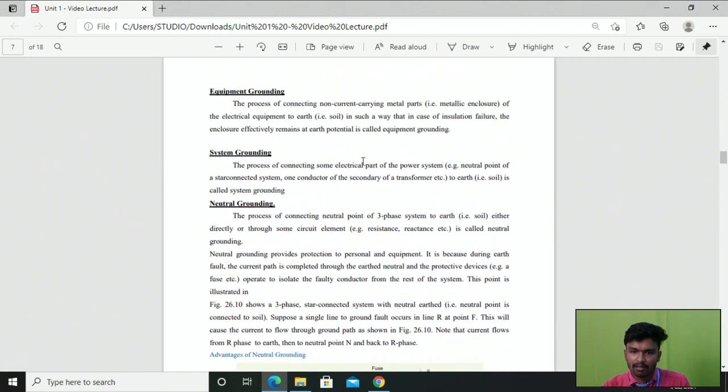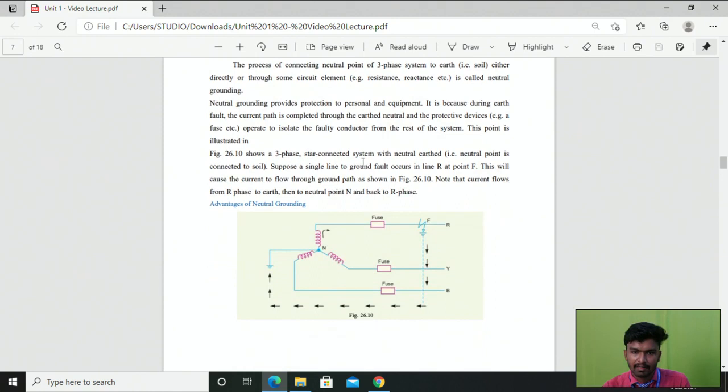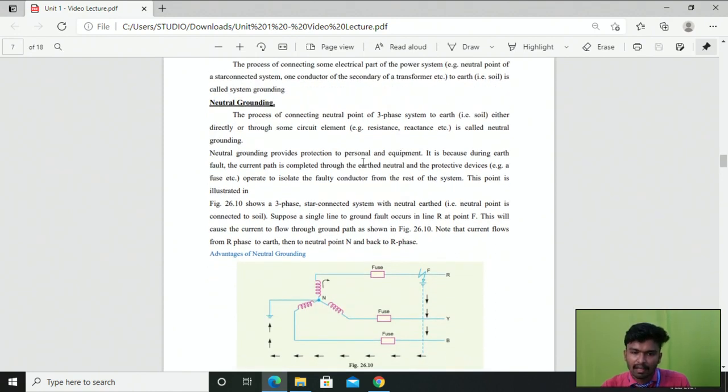If you are connecting the non-current carrying part to the earth, that is called equipment earthing. If you are connecting some electrical part of the power system to the ground, that is called system grounding, right? And then the next is neutral grounding. Neutral grounding is the process of connecting the neutral point of a three-phase system to the earth, either directly or through some circuit elements, right?